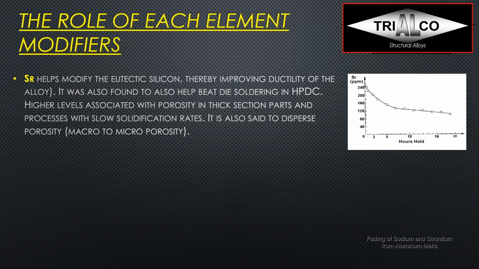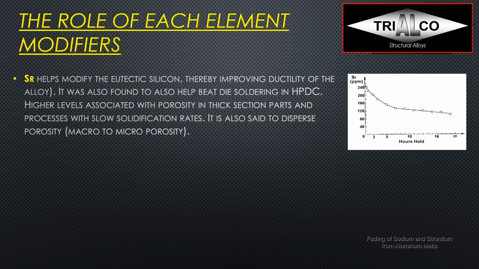It was also found to help beat die soldering and die casting, and higher levels are often associated with porosity and thicker section of castings, and especially in processes with slow solidification rates. So that's why you often find precision sand casters who do not want to have strontium modified alloy for their castings. But others say, well, it helps disperse porosity and convert macro into micro porosity, which then again is more positive.